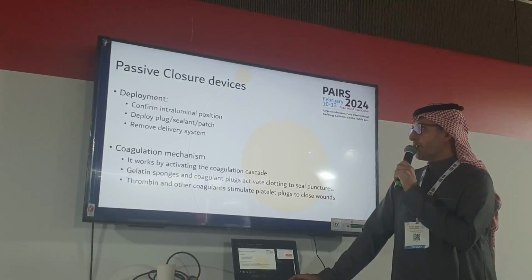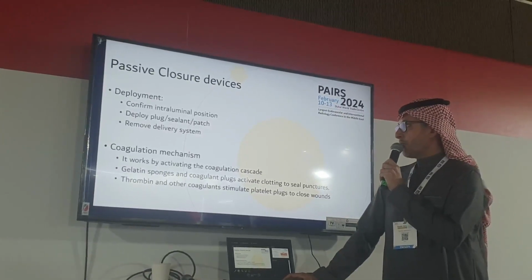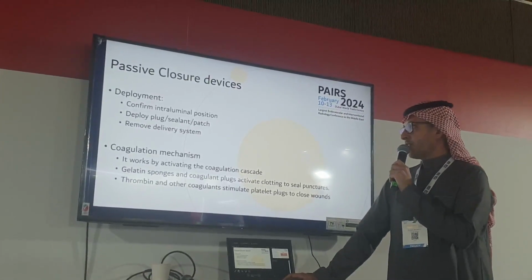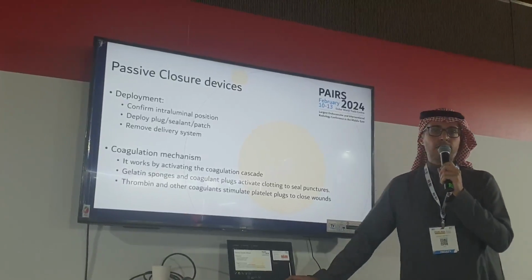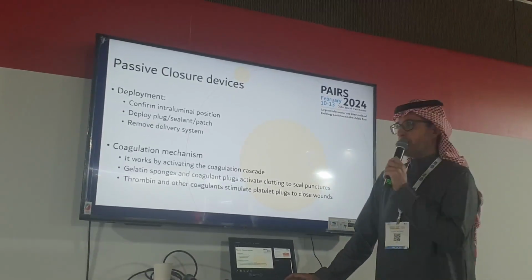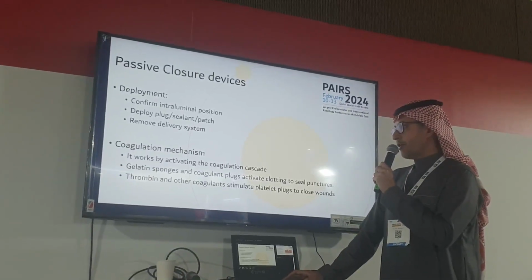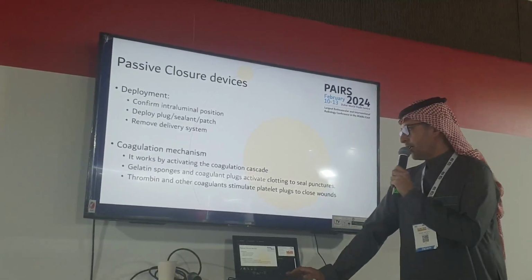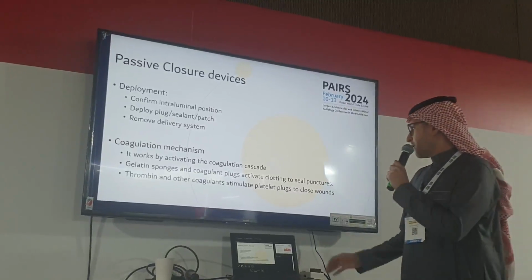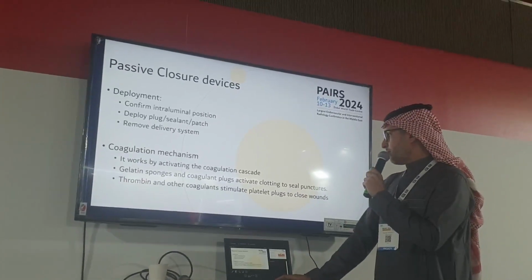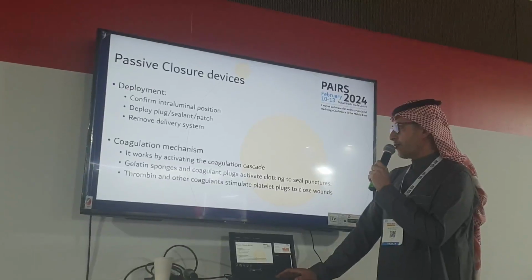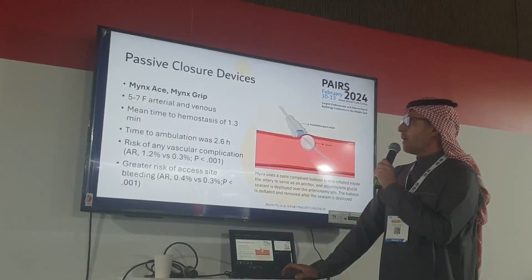With the deployment in general, we confirm the position. We would like to deploy the plug and remove the delivery system. They're very simple, very easy. It takes less than a minute to do the whole deployment. And it works just like manual compression, activating the coagulation cascade. And we have some sealants that would also help to activate the thrombin and the coagulation there.